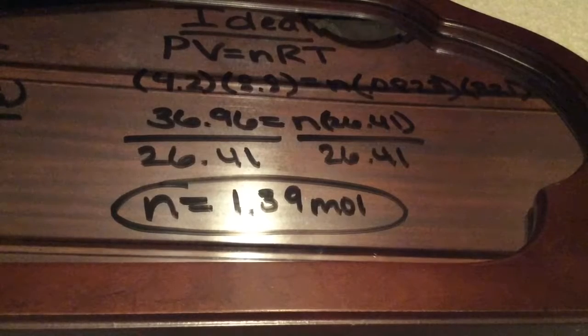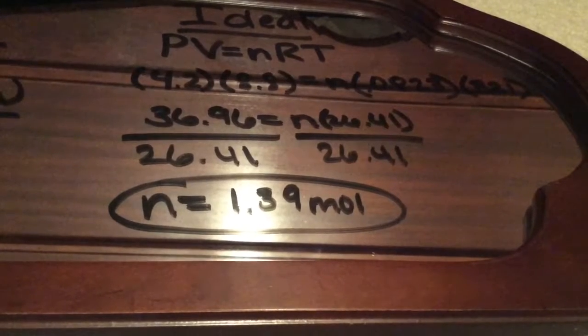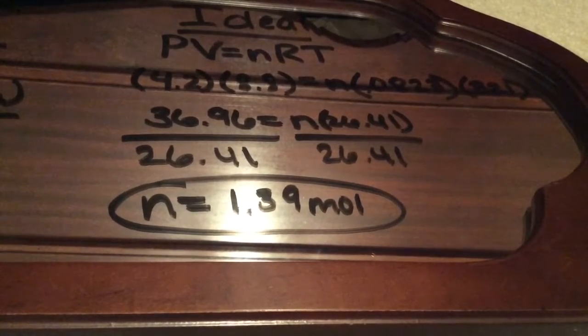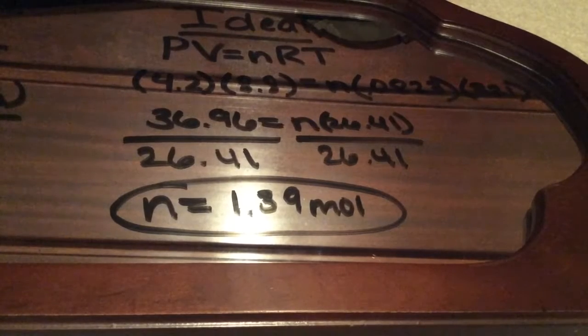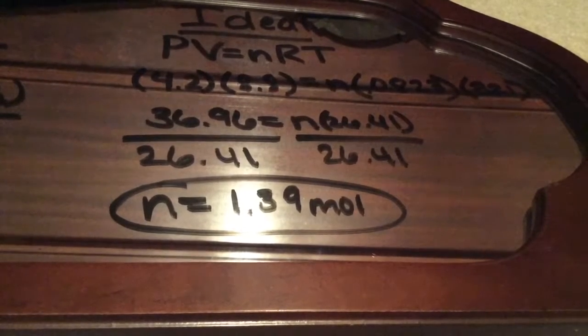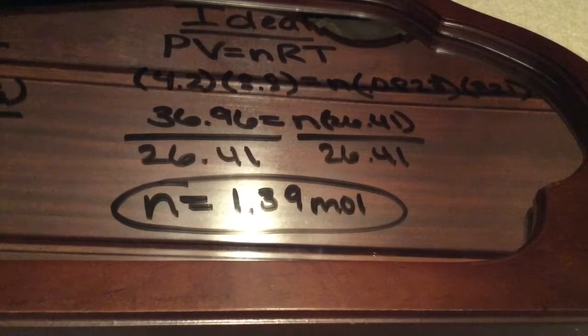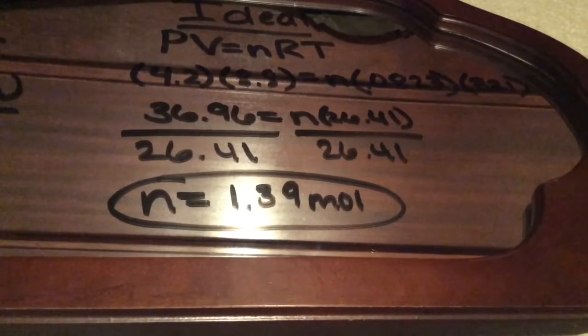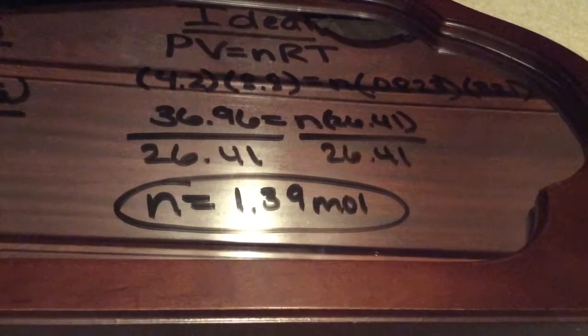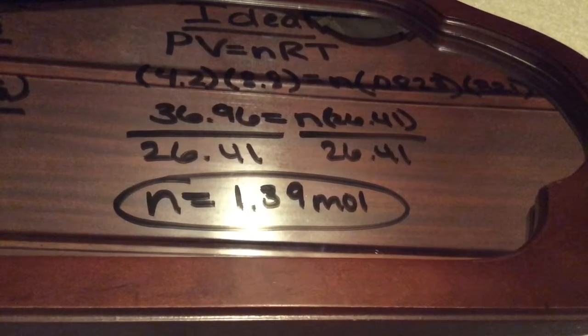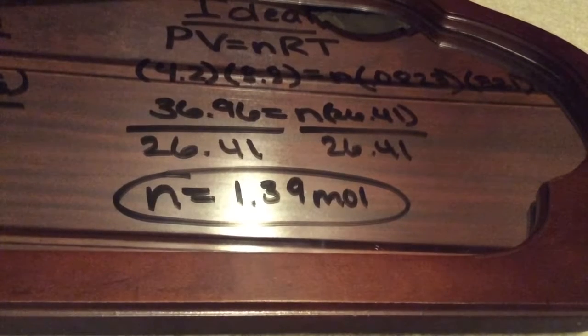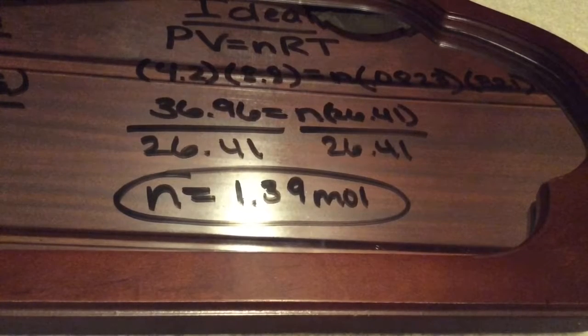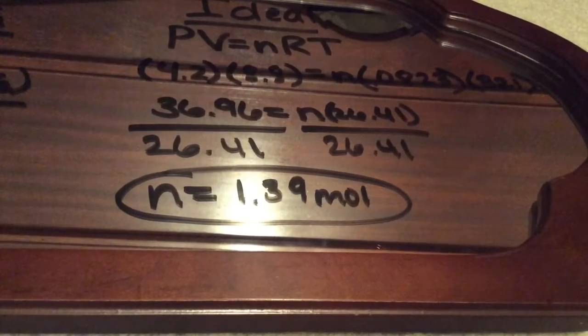and you don't know that, so you then multiply by your constant, which would be 0.0823, and then you will multiply that by your temperature. Now, your temperature would not be 48 degrees because that's in Celsius, so you must add 273 to convert it to Kelvin, which would get you the new answer of 321. And once you do that, you will get 36.96 equals n times 26.41, and you would divide both sides by 26.41 in order to get your answer in moles of 1.39.